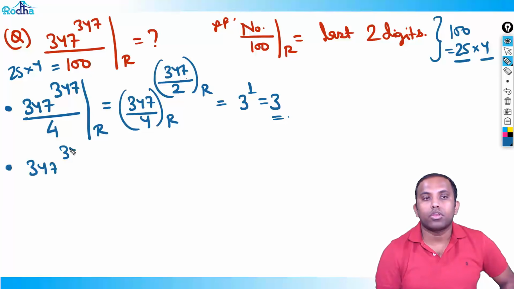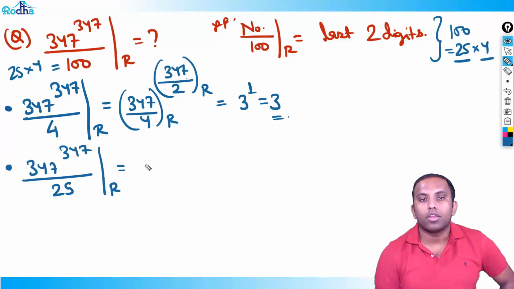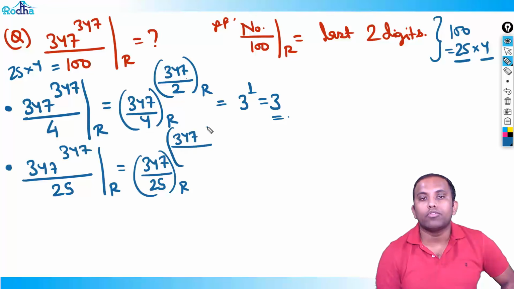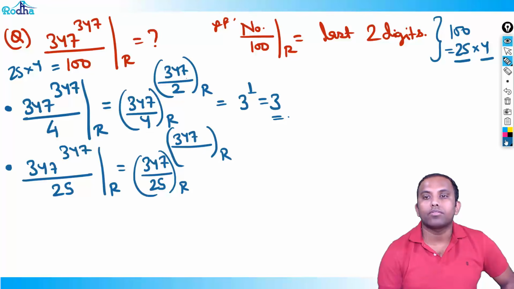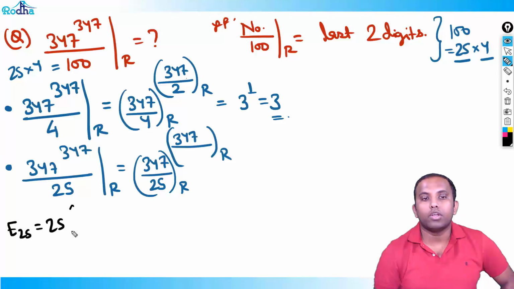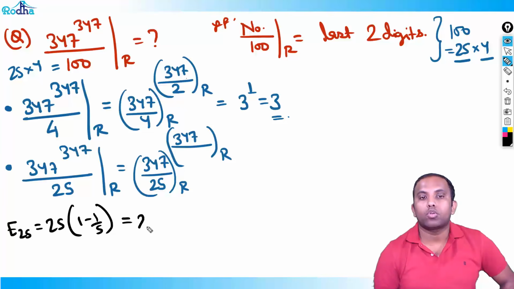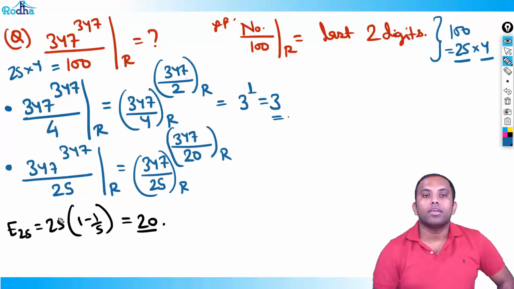347 raised to 347 divided by 25 remainder. Again apply Euler. 347 by 25 remainder, and 347 by Euler of 25. What is Euler of 25? 25 into 1 minus 1 by 5, because 5 is the only prime factor of 25. That is 20. So this part becomes 20.